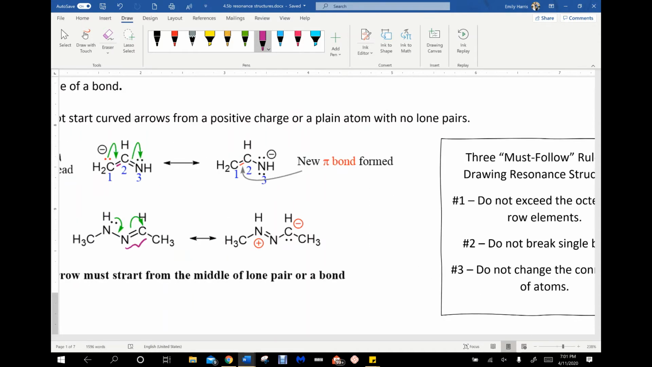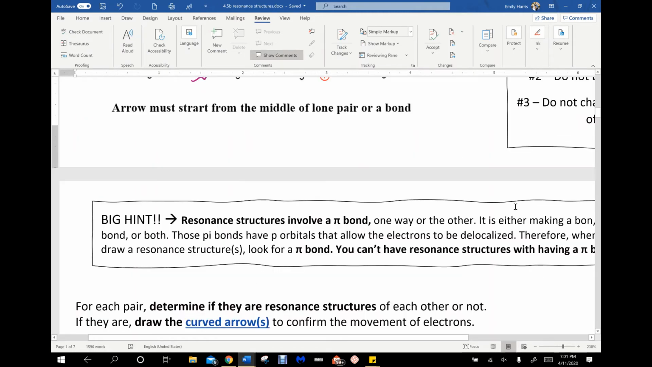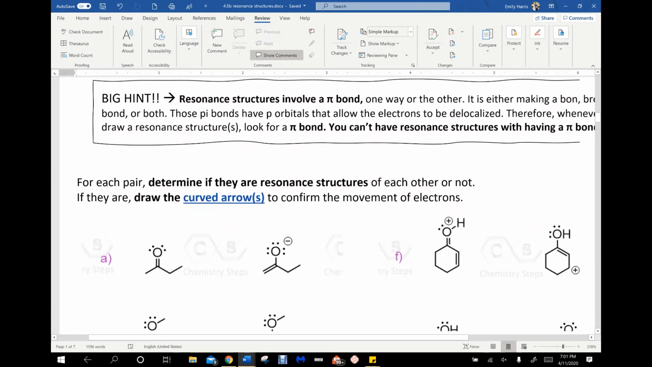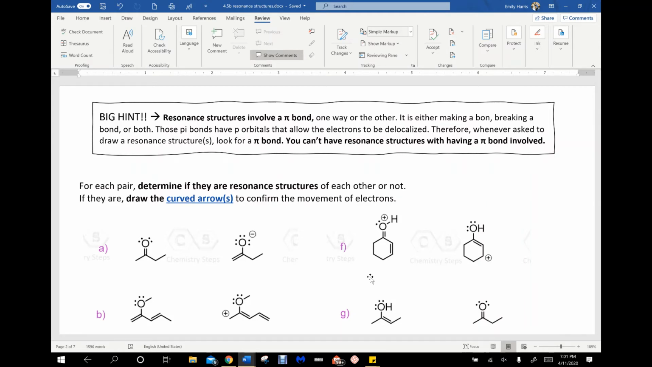So let's go ahead with that in mind and do a little bit of practice. All right, and so there's a hint at the top there. It says resonance structures involve a pi bond one way or the other. It's either making a bond, breaking a bond, or both. Those pi bonds have p orbitals that allow the electrons to be delocalized. Therefore, whenever we're asked to draw a resonance structure, look for a pi bond. All right, so that's the common factor here.